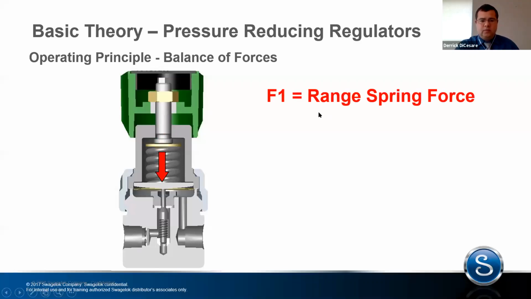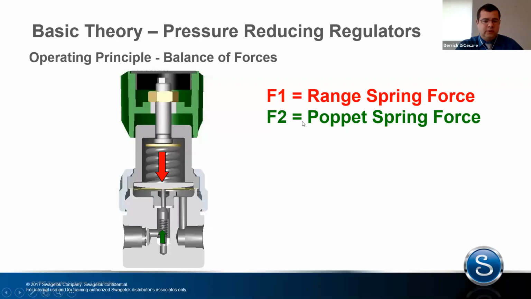So F1 is going to be this range spring force. This is going to be the force that the spring applies on the top side of this stop plate into the diaphragm, into the sensing element. F2, as we're going to call it, is going to be the poppet spring force. So this little spring underside of the poppet is really just to maintain engagement of the poppet to the seat, so that in a resting case, it's trying to maintain a shut-off state.